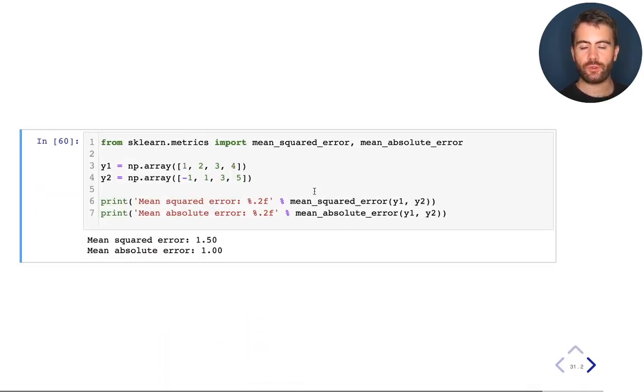And here I have a few examples of these two objectives. The scikit-learn library that we have used before has a package called metrics from which we can import these two objective functions. And here I have simply created a set of two vectors with the following numbers, and I can easily compute their mean squared error and their mean absolute error. And here I have output the results.